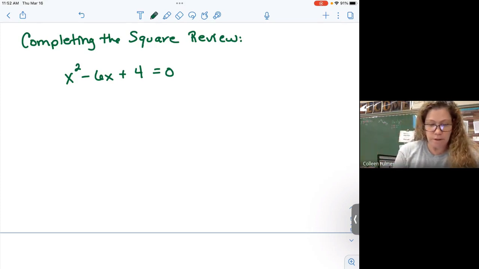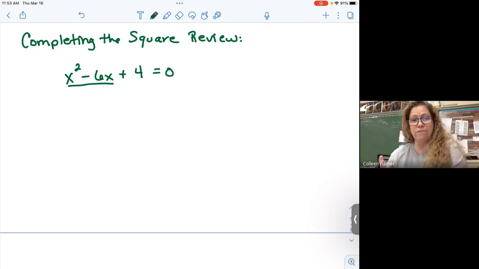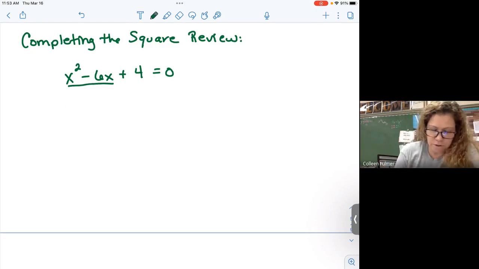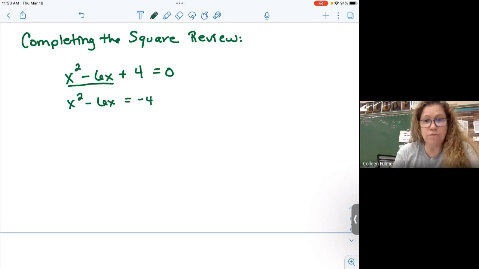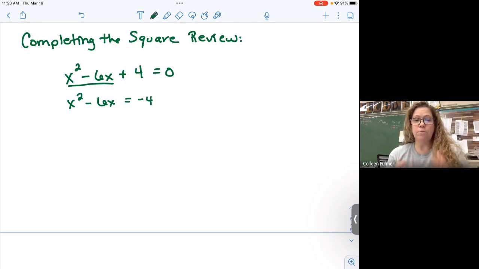So really quickly, long and short of it is you have to get the x squared and the x term by themselves. So you've got to move that 4 to the other side. So we're going to get x squared minus 6x is equal to negative 4. Now what you want to do is figure out something that you can put on the end here so that you have a trinomial that can be factored. The whole point is to be able to factor this thing.